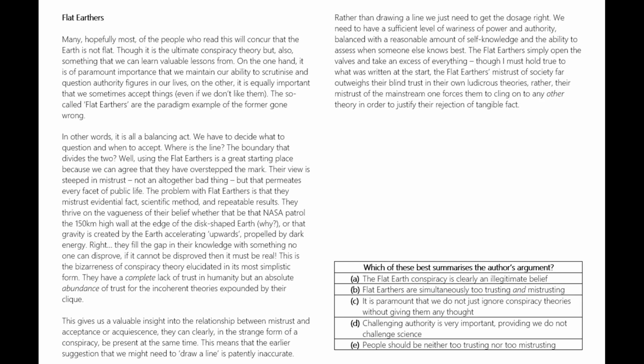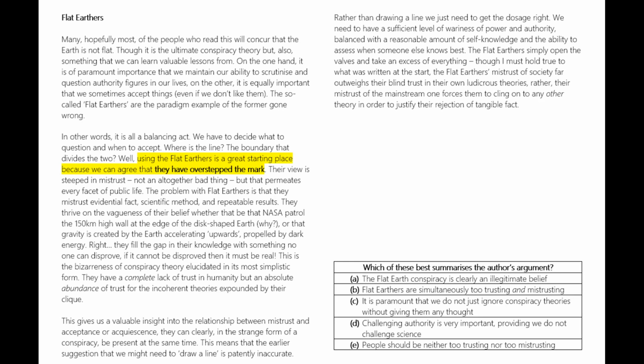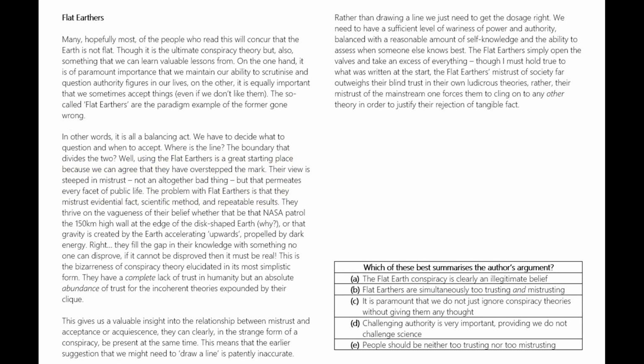The flat earth conspiracy is clearly an illegitimate belief. Now this answer possibility is very absolute and uses the phrase clearly. When we look at the text, the author certainly doesn't agree with the flat earthers. They say, for instance, here in the second paragraph, that they have overstepped the mark, and later, the problem with flat earthers is they mistrust evidential fact, scientific method, and repeatable results. However, we mustn't get too bogged down in the little details of the text.